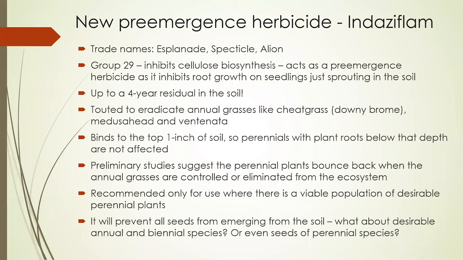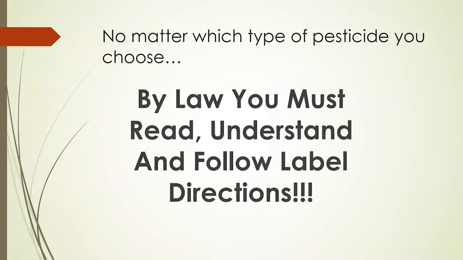And my biggest question is, it's preventing all seeds from emerging from the soil. So what about those desirable annual and biennial species? And what about even the seeds of the perennial species? There are a lot of studies going on in a lot of states, and it'll be really interesting to find out. Give it 4 or 5 years and let's find out how people think this is really going to work. There are a lot of different states doing test plots, and so I'm very interested to find out how things turn out.